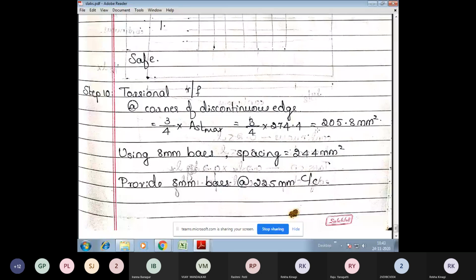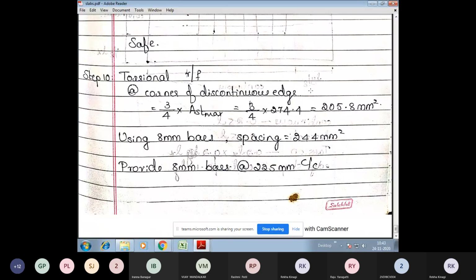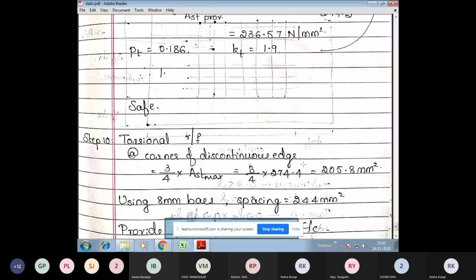That is torsional reinforcement. So what we can write is 8 mm diameter bars at a spacing of 225 mm center to center, if it is a discontinuous edge. And if it is a continuous edge, instead of 3/4, we can refer to 3/8 of the AST maximum, and we can calculate the diameter as well as spacing of the bars. So this is how we need to proceed with the design of two-way slab.